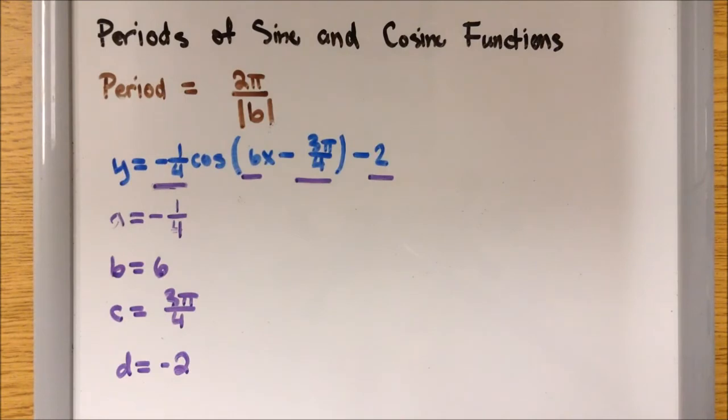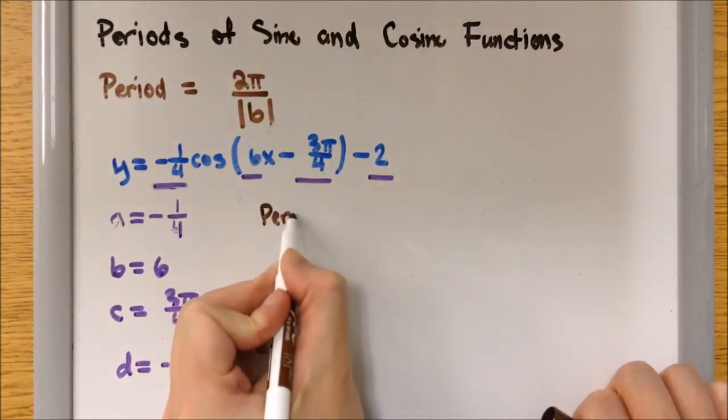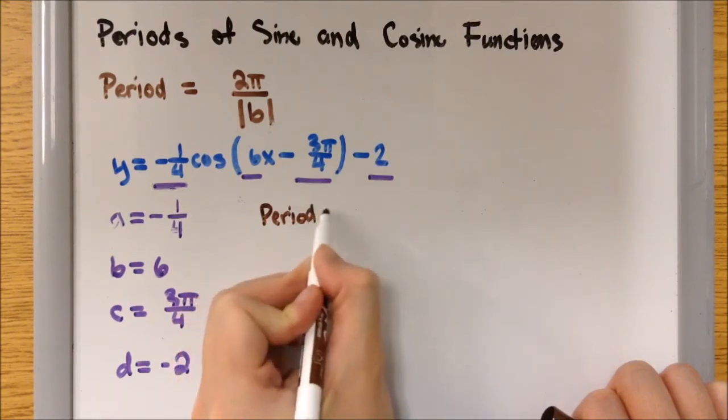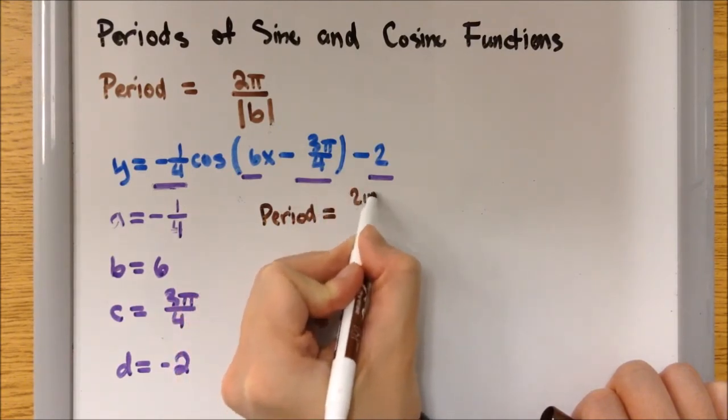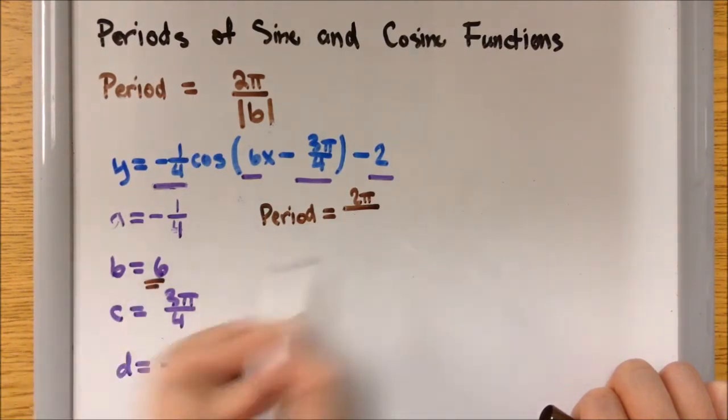Alright. Period, 2 pi over B. So 2 pi over the absolute value of B, which is 6.